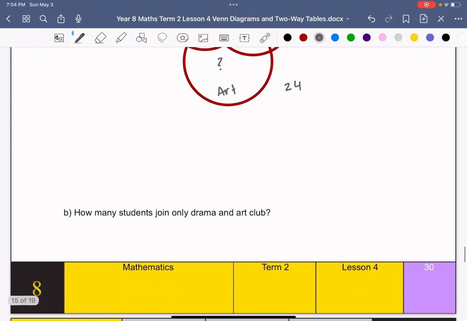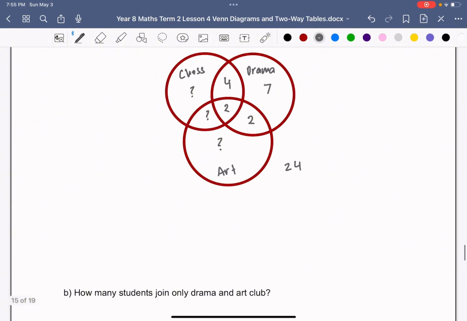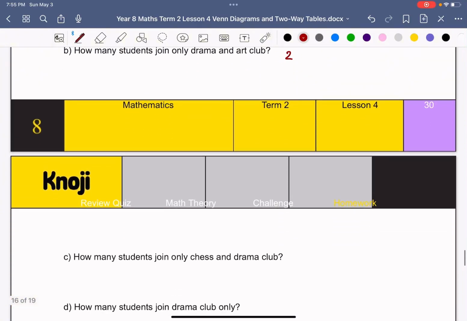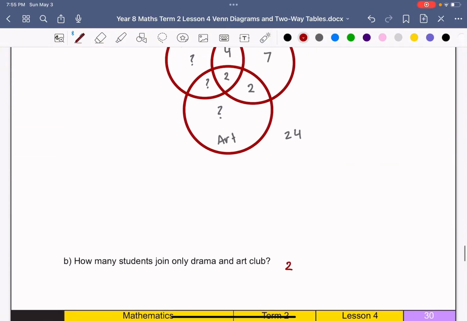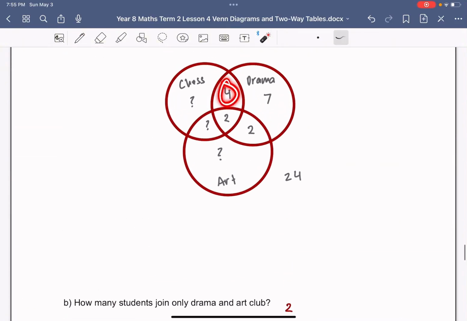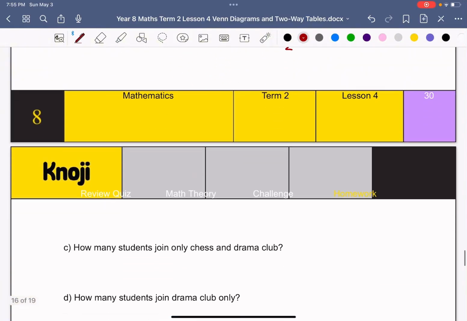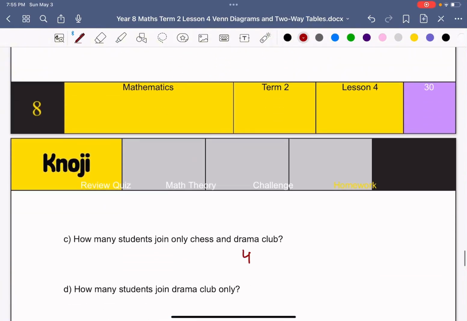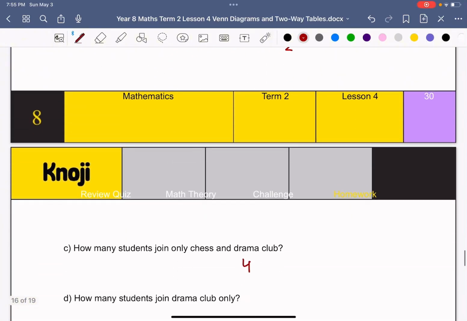How many students join only drama and art club? So I'm going to look here, it's only 2 students. How many students join only chess and drama? Only chess and drama becomes 4 students. And how many students join drama club only? We figured out was 7.